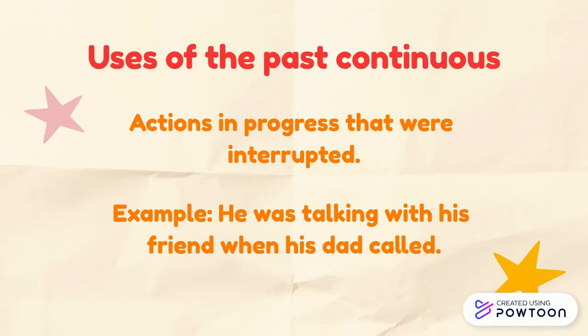Now that we know what it is, let's see when we actually use it. There are 3 main uses of the past continuous. The first use is for an action that was interrupted by another action. For example, he was talking with his friend when his dad called. The long action is talking, and the short action that interrupted is called. It's like watching your favorite series and suddenly your internet stops working. The series was playing until something interrupted.